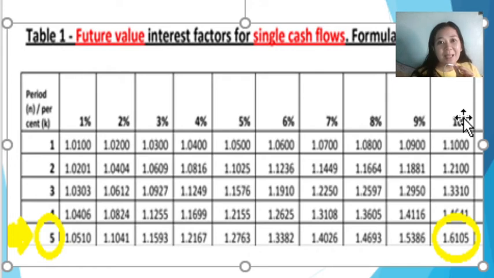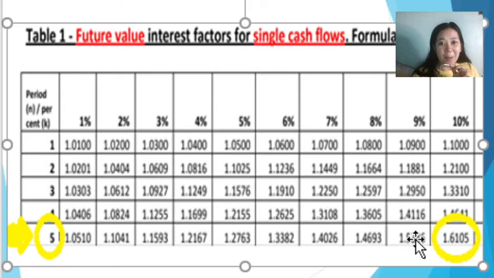The next step is to locate the interest factor. Normally, to use the table, all you have to do is to locate the number of periods, that is 5 years, and then our interest rate, which is 10%. Meaning to say, the interest factor that we will use to solve for the future value is 1.6105.